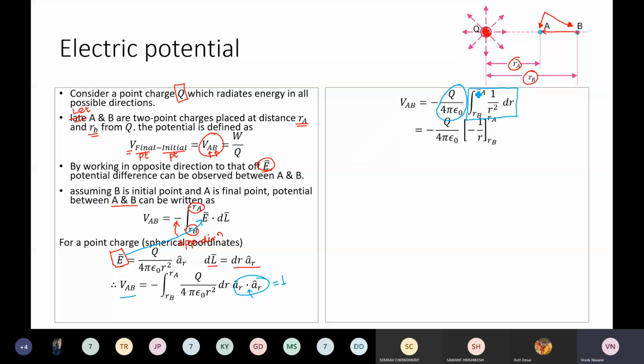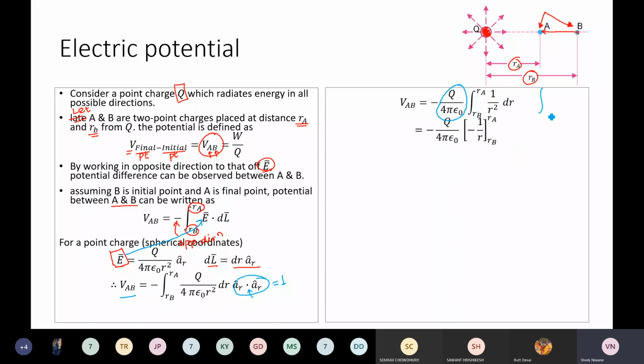So we can write down VAB is equal to minus Q upon 4 pi epsilon 0 in bracket minus 1 upon R, limits RB to RA. Now the question will come to your mind, why did it come like this?